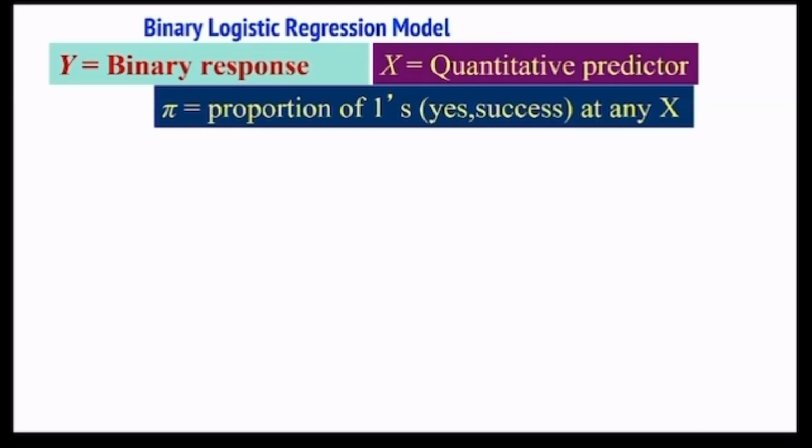Let me give you an example here. Somebody applies for a student loan. There are two possible outcomes, right? It's either you are granted or not. Now maybe x could be your ability to pay. It could be your GPA. You get what I mean? Now, at any value of x, you basically want to figure out the proportion of yes, successes. What is the probability that you're actually going to be considered for the loan?